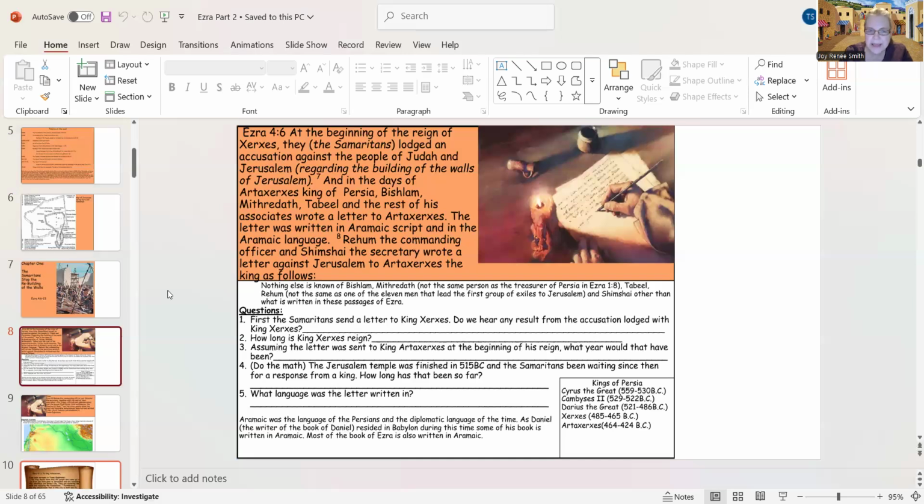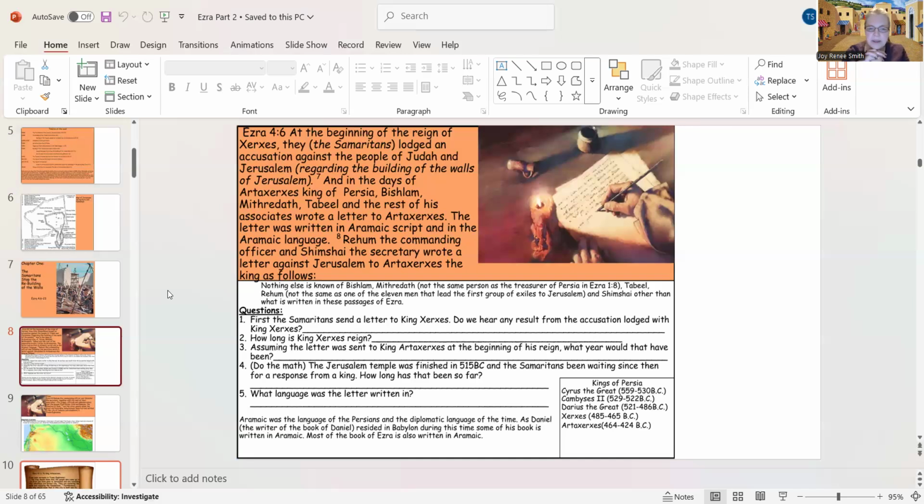Nothing else is known of Bislam, Madradath, not the same person as the treasurer of Persia in Ezra 1:8, Tabeel, Rehum, not the same as the one of the 11 men that led the first group of exiles to Jerusalem, and Shimshai, other than what is written in these passages of Ezra. So we know nothing more about these men.